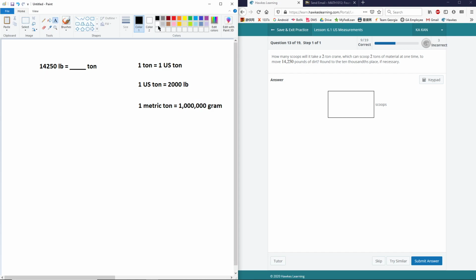So in our case, we are going to use the US ton, because they talk about pounds, right? Pound is not in the metric system. We'll talk about the metric system in the next units, all right? So now let's see. Since 2,000 pounds is 1 ton, you have to divide by 2,000. So let's put this in the calculator.